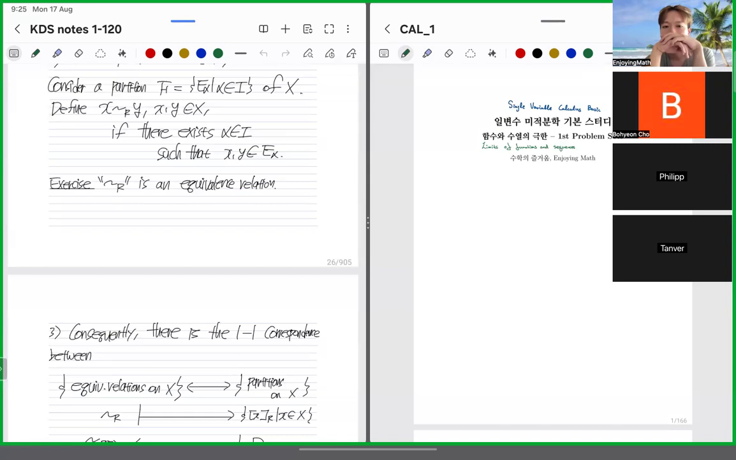Because if x is related to y, which means x and y is an element of E alpha, then obviously we have y comma x is an element of E alpha, so y is related to x. I was a bit confused because I thought of x comma y as a pair, but it actually means x is from E alpha and y is also from E alpha. So the pair exists inside E alpha.